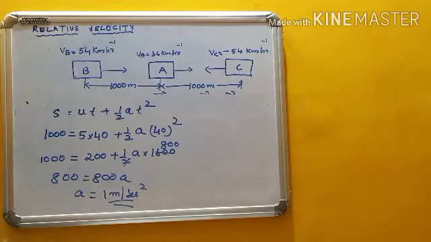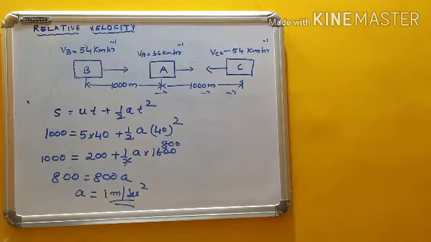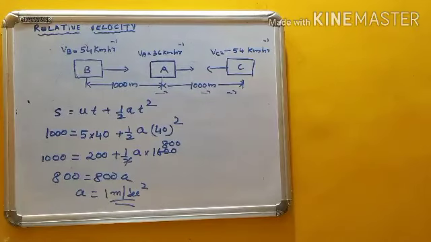So what is the minimum acceleration required by the car B? 1 meter per second square. To avoid the accident, B should accelerate. If B has to overtake A before C does, B of course has to accelerate by what rate? By 1 meter per second square. Hope it is clear, children.